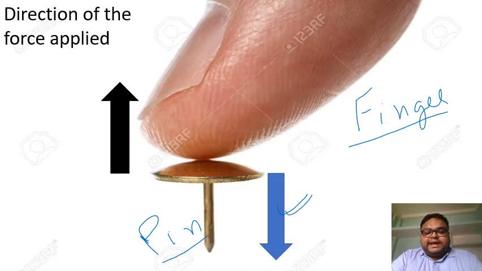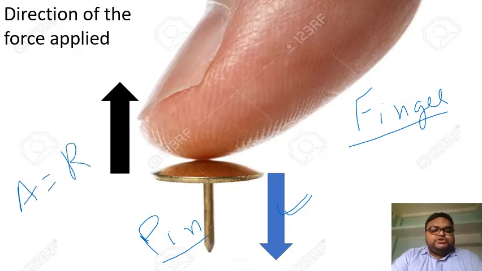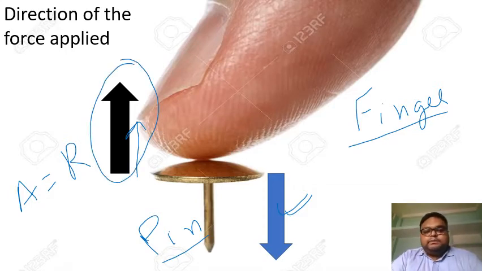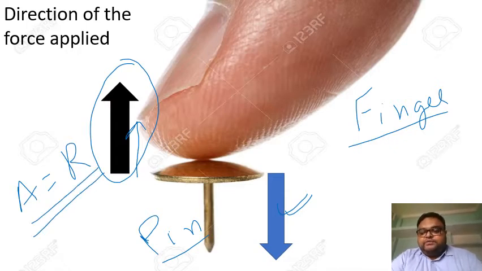But what is happening? As we know from Newton's third law, action force will always be equal to the reaction force. So when you are applying a force on this pin, it is also applying a force on your hand, right? So the direction of the force in this case will be in the opposite direction, represented here by the black arrow. So from Newton's third law, we know that every action has an equal and opposite reaction, right? So now let's proceed forward.